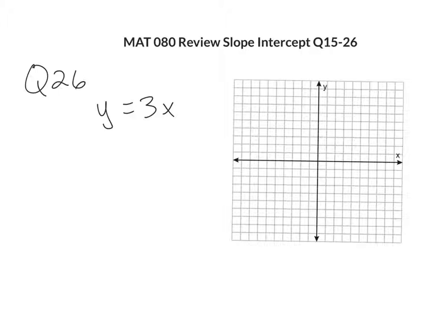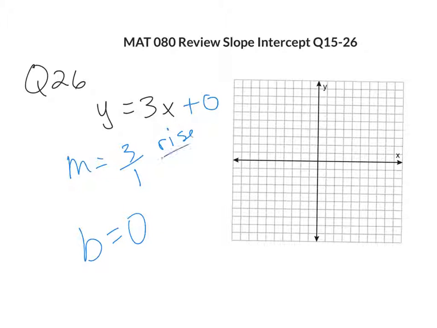Last example. We have y equals 3x, but I don't see a y-intercept. So what I'm going to have to do is add a plus 0 here. So I see that my slope is 3 and my y-intercept is 0. Again, we like our slopes to be fractions, so we're going to make that over 1. So my y-intercept is at 0, so it's at the origin. And then my slope is up 3 over 1. Up 3, 1, 2, 3 over 1. Or I could have gone down 3, 1, 2, 3, and to the left 1. These form the same line.